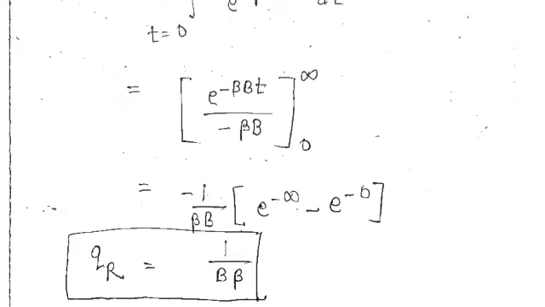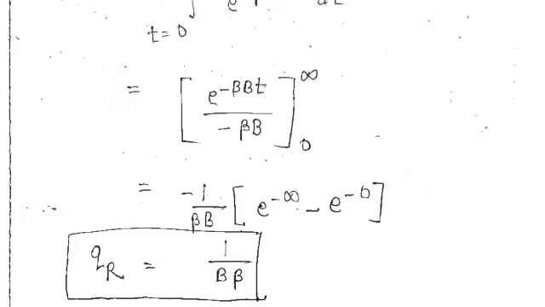We reached here, that the q_R for temperature greater than theta r, meaning the temperature greater than the characteristic rotational temperature, at that temperature the partition function for the rotational system will become 1 upon B into beta. Just mark it important.